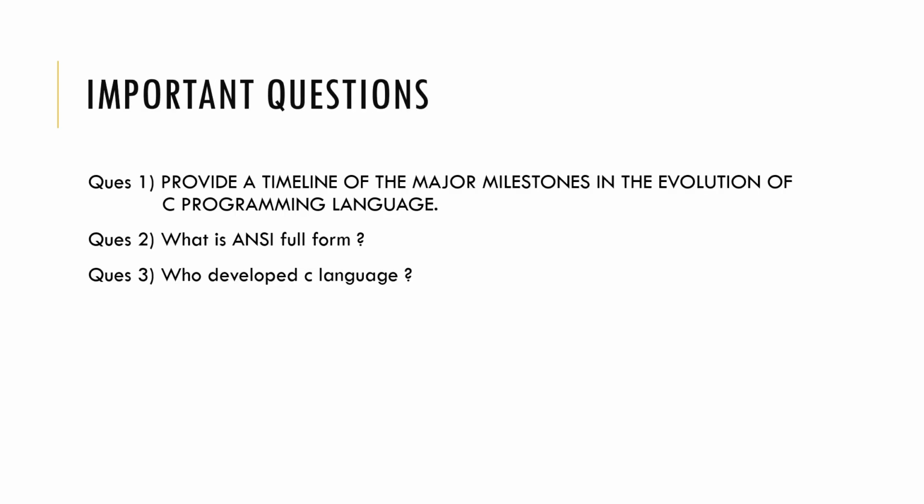Here are some important questions that can be asked in university level exams. Question 1: you can be asked to provide the timeline of the major milestones in the evolution of the C programming language. The answer is that we can provide a diagram of the timeline and explain it. Second question: what is the full form of ANSI? Its full form is American National Standards Institute. Third question: who developed the C language? The answer is Dennis Ritchie, a computer scientist at Bell Laboratories, who developed the C language in 1972.